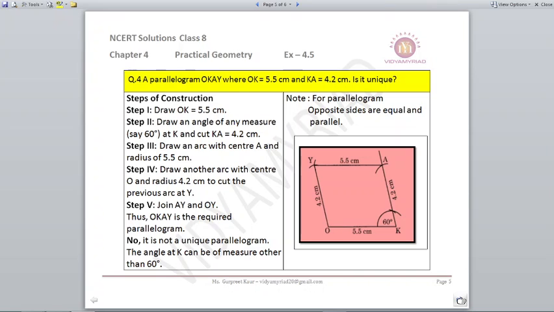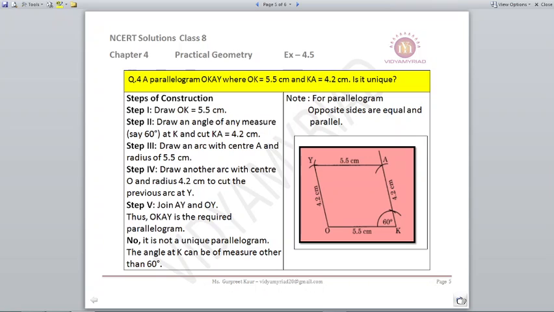So here we are just assuming the measure as 60 degrees on K. First draw OK as 5.5 centimeters using your scale, and on K construct 60 degrees with the help of your compass and join KA as 4.2 centimeters.